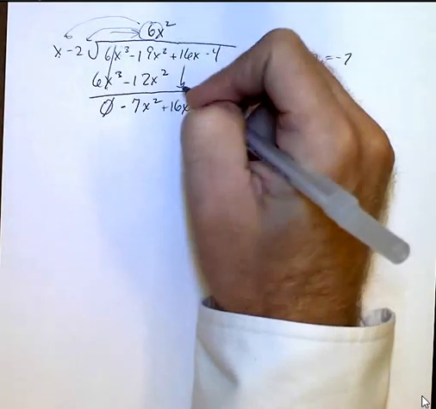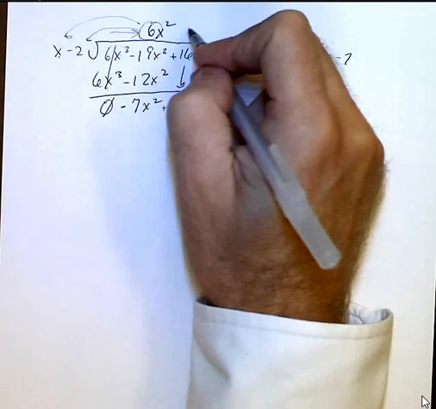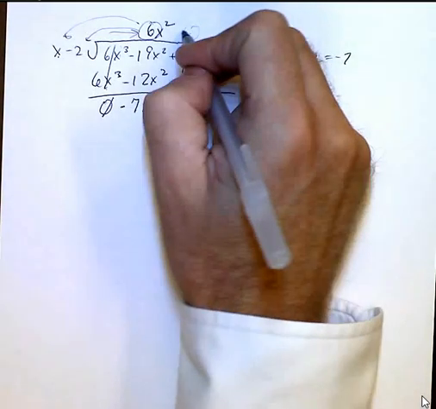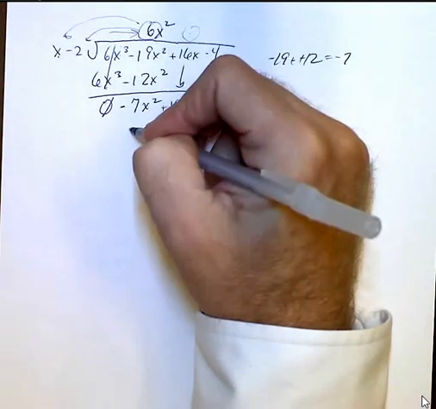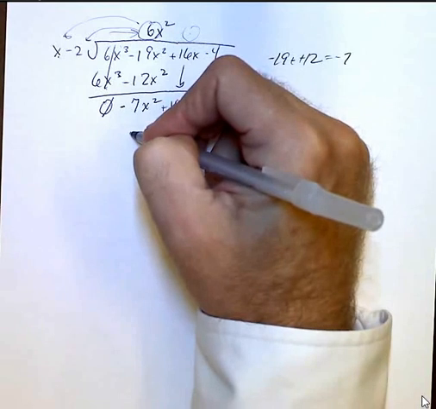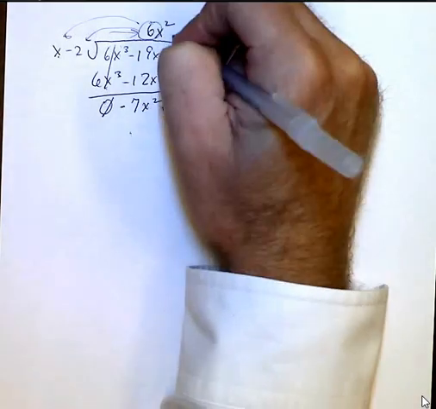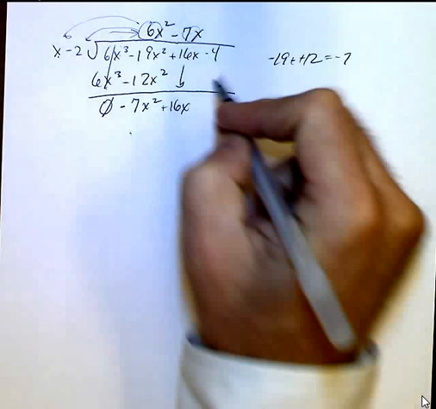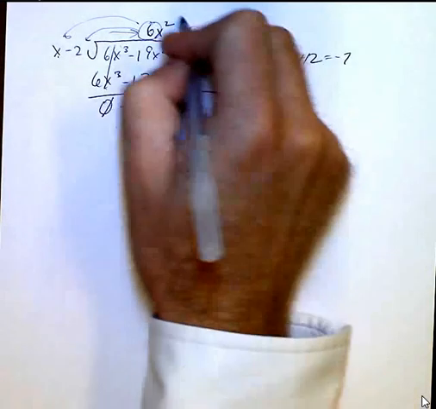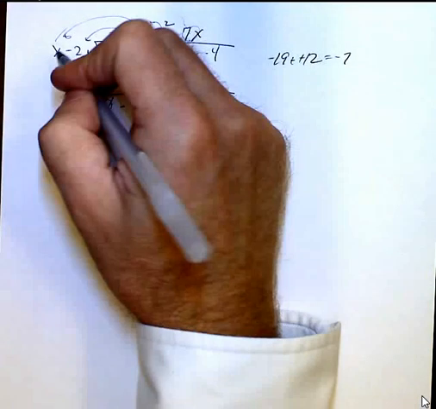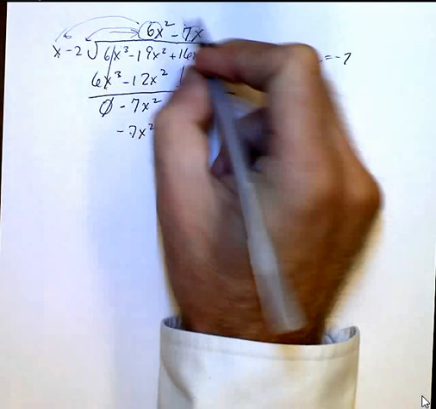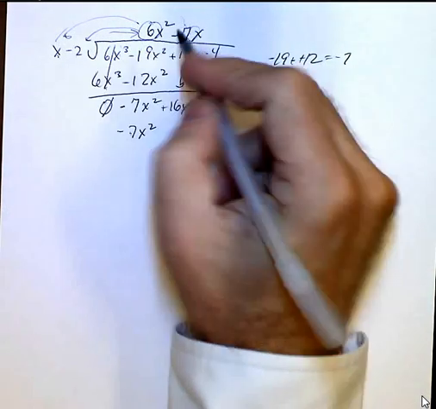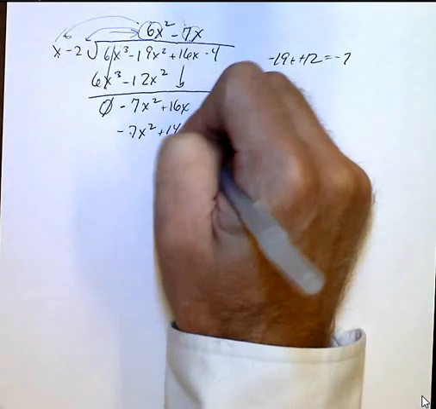Now I follow the same step. What do I put here such that when I multiply it by x, I'll get negative 7x squared? I want to get rid of the square term now. So I'm going to put minus 7x. When I put minus 7x there and I multiply, minus 7x times x, I get my minus 7x squared. Minus 7x times minus 2, I get plus 14x. I subtract.